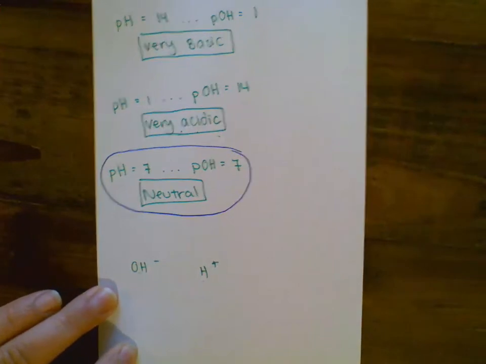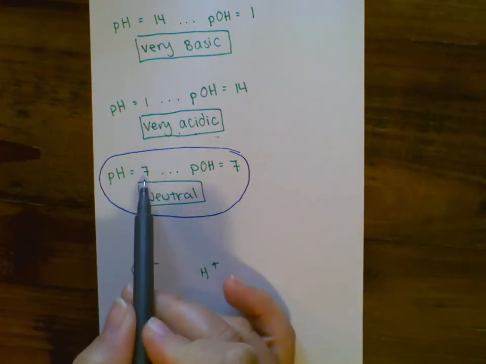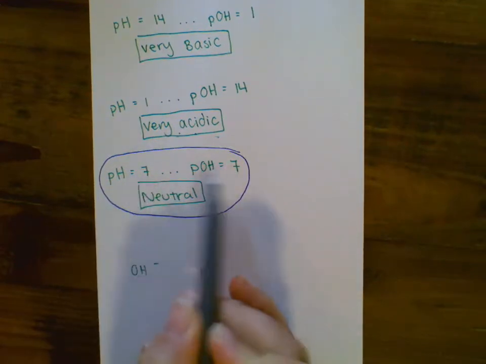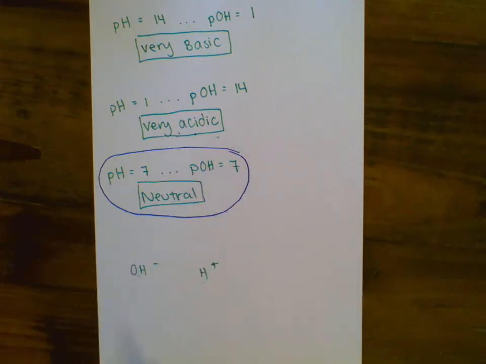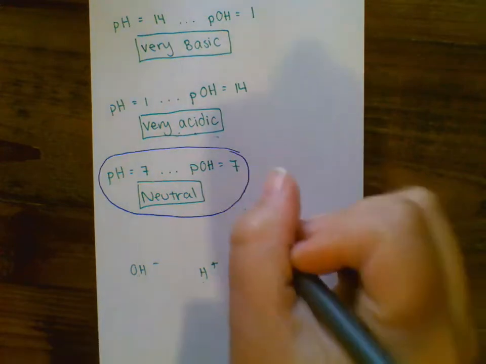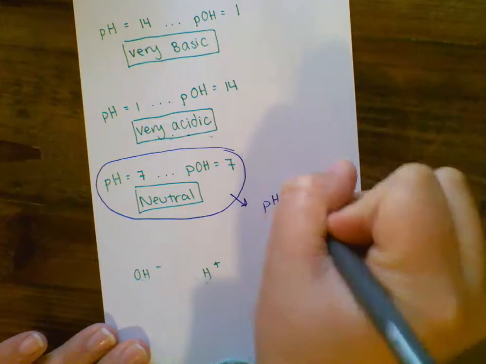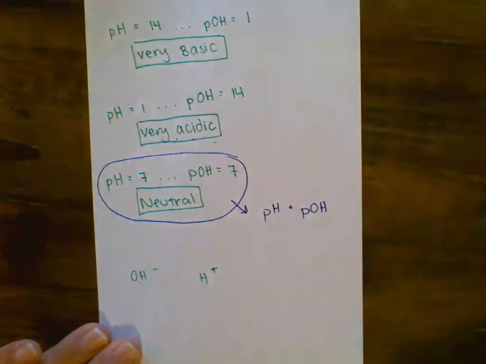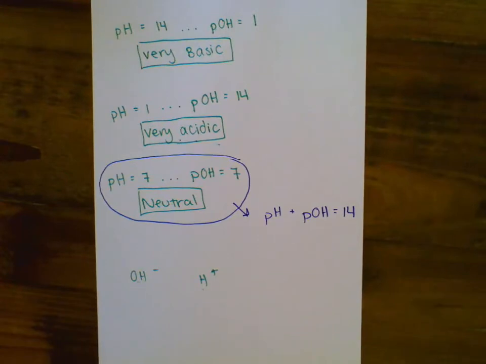Okay, so if we look at our pH and our pOH relation, when pH is 7, pOH is 7, they're equal to each other at that point. If we keep that in mind, then we get this really, really important rule that says that pH plus pOH is equal to 14, okay? So that's super, super important.